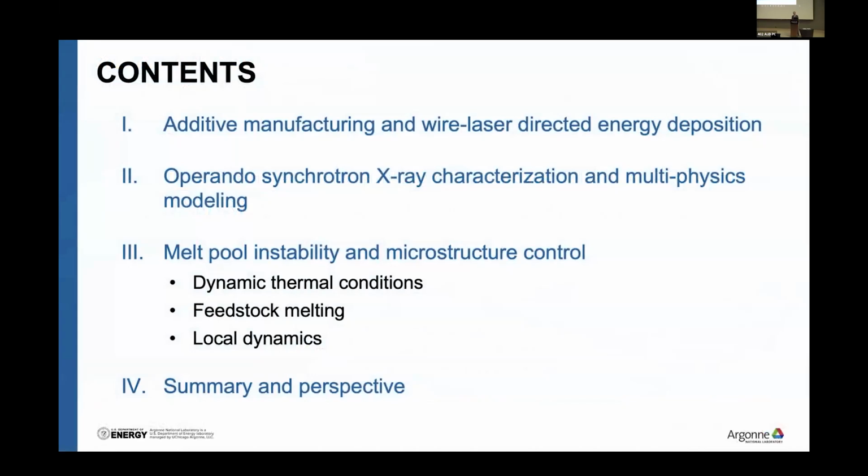This work will include 4 sections, and it will have 3 research examples about how we leverage advanced operando synchrotron X-ray characterization to study the multiple instabilities involved in the metal additive manufacturing process, and also how to leverage the new findings to achieve microstructure control in practical applications.